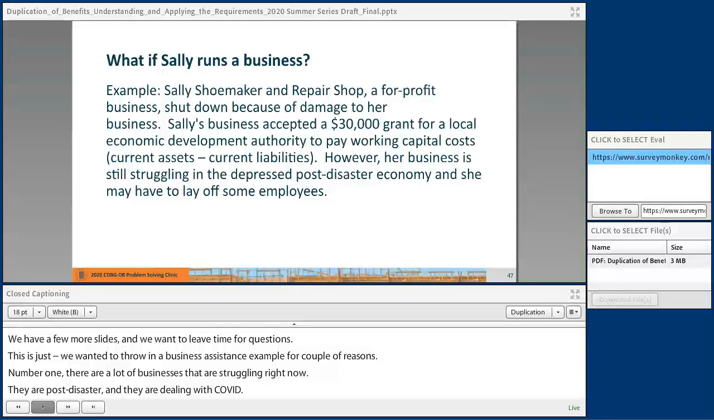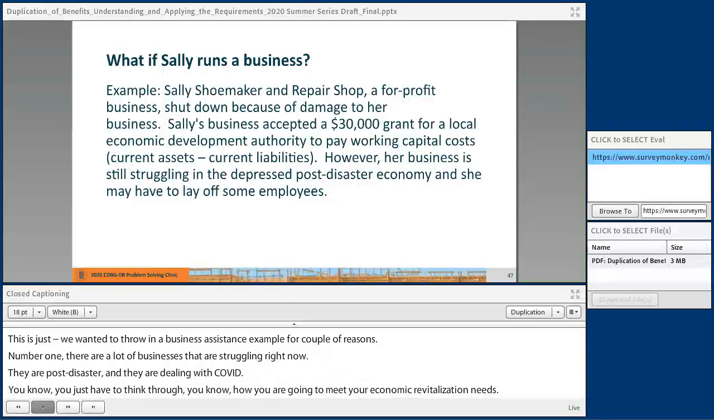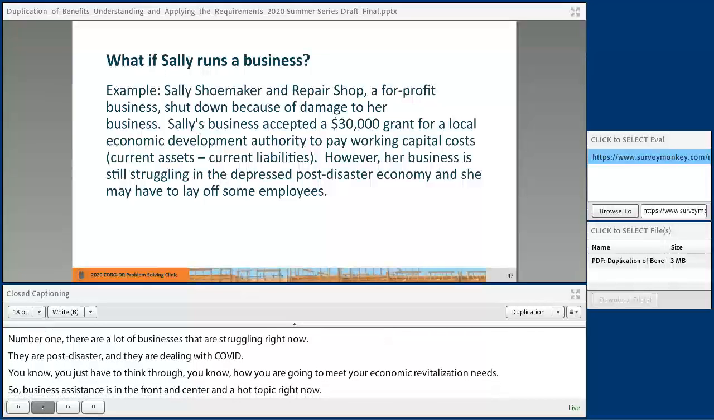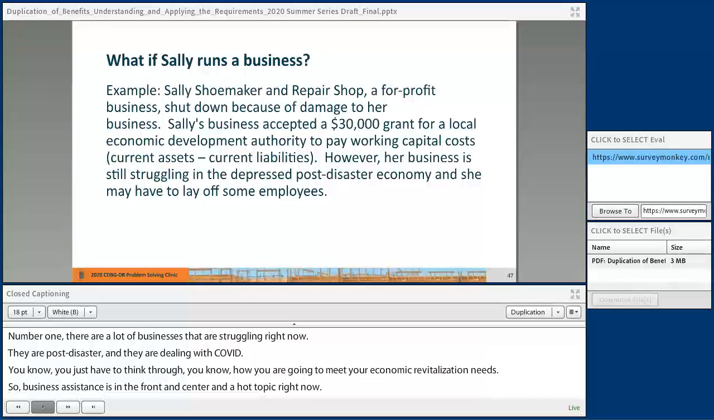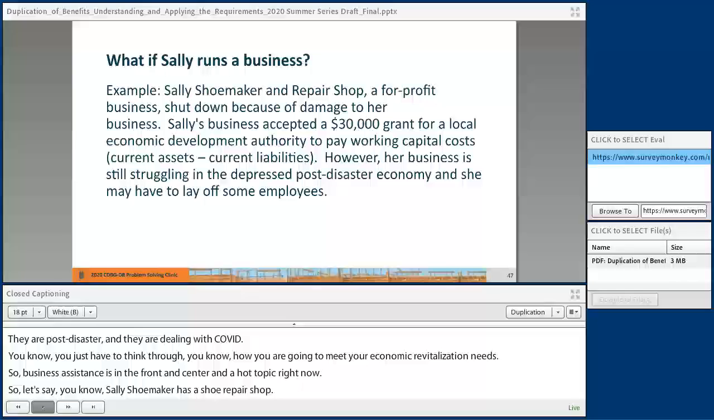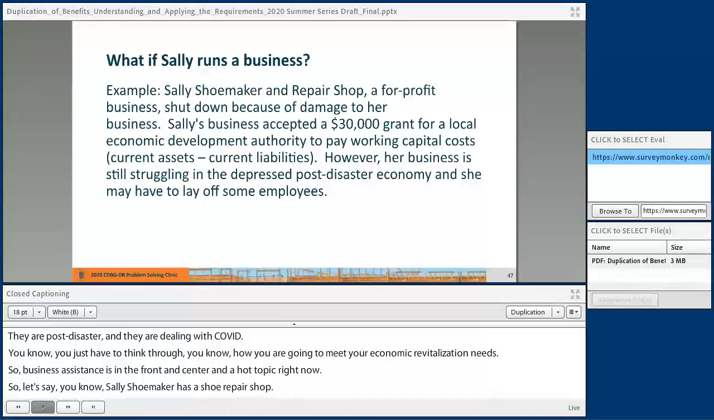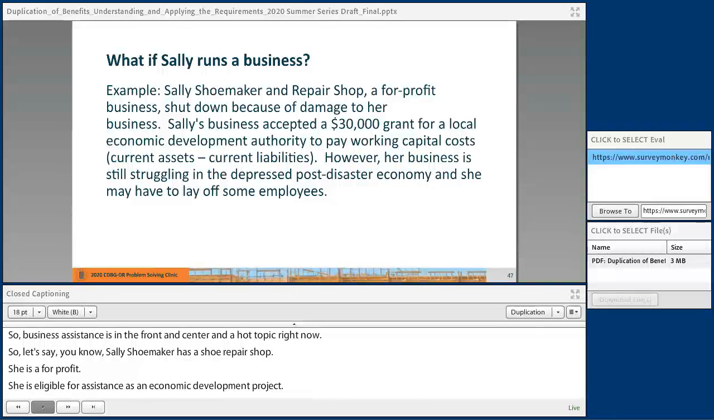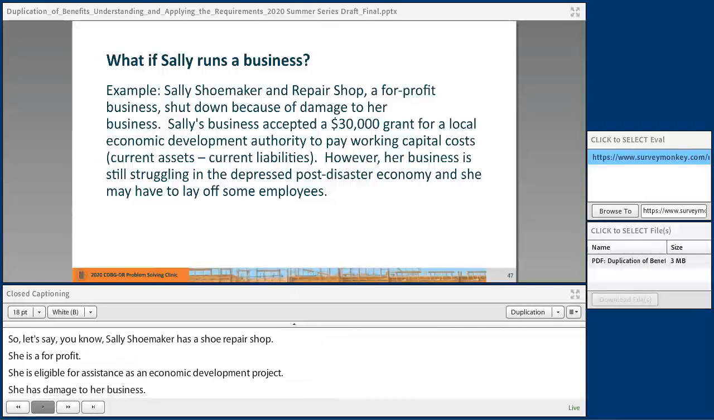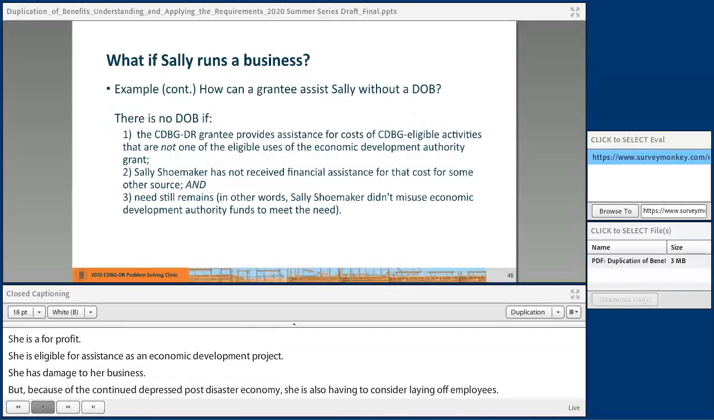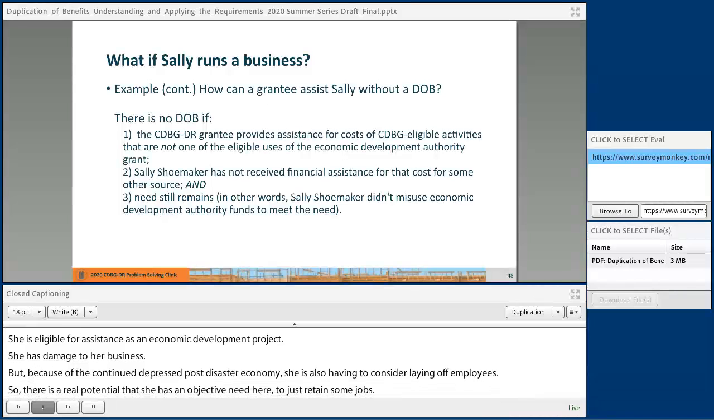So let's say Sally Shoemaker has a shoe repair shop. She's a for-profit, and she's eligible for assistance as a special economic development project. She had some damage to her business, but because of the continued depressed post-disaster economy, she is also having to consider whether to lay off some of her employees. So there's a real potential that she has a national objective need here to retain some jobs. She had a $30,000 grant from a local economic development authority. And the first question is, can a grantee assist Sally without causing a DOB?